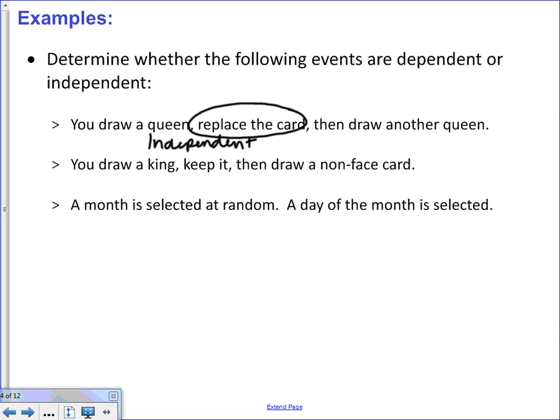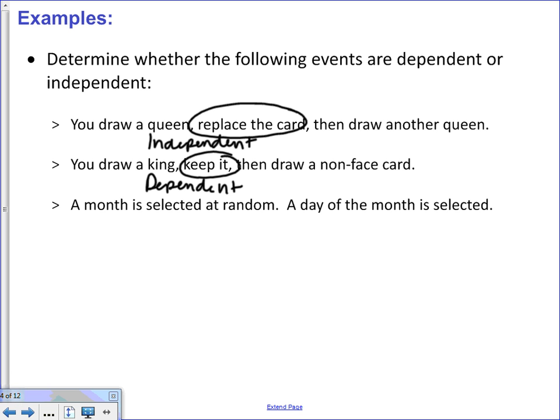Okay, yeah, you're replacing the card. You're putting it back in, so it's the same as when you started. Okay. What about the second one, Jace? Dependent on your reasoning? You kept the card, and that changes probabilities that happen after it, right? There's one less card in the deck. And if you pulled a king, there's one less face card in the deck. Okay, so that changes that second probability in a couple of different ways.